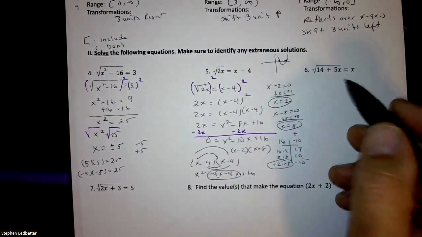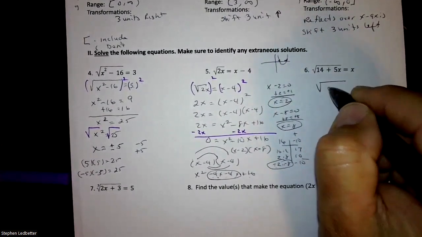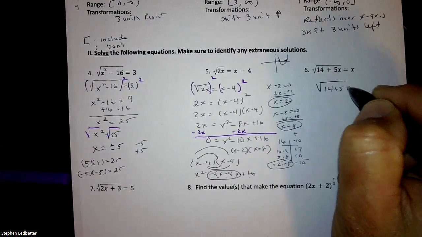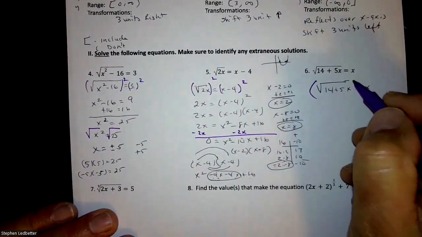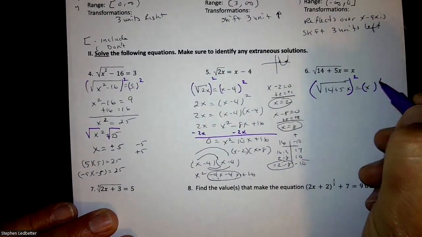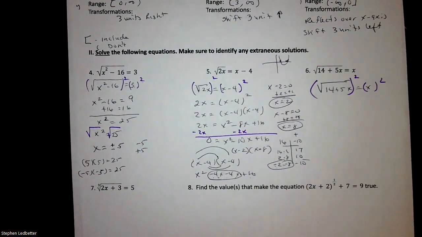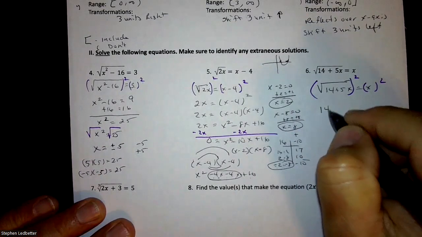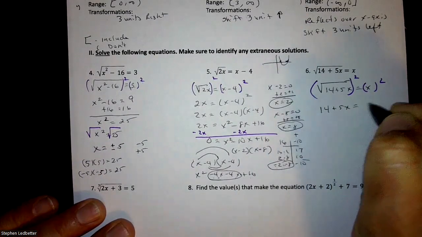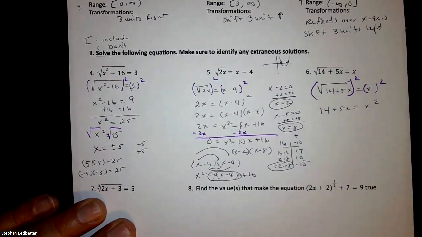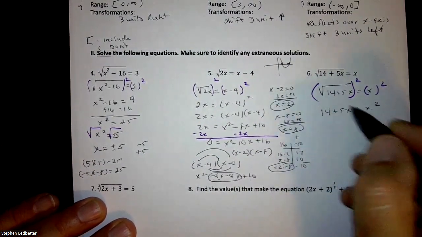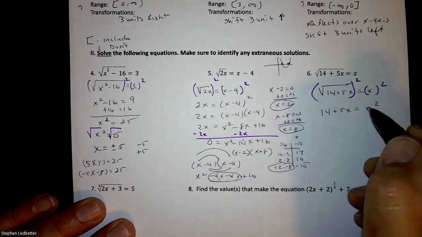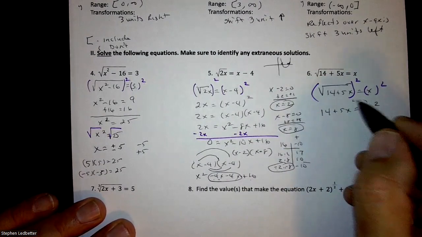Let's do this one. Again, you see the square root. So I'm going to square both sides. This will make 14 plus 5x equals x squared. Notice I don't have an x squared here, so I can move everything over here, or I can move this over there. It's simpler just to move this over here.